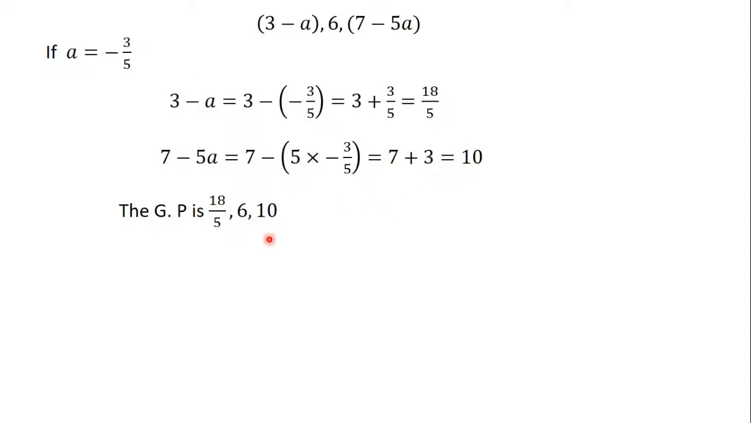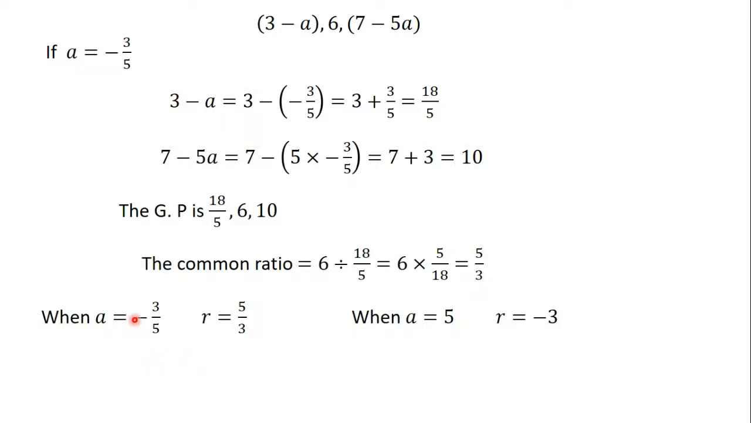Now, if this is the GP, then the common ratio will be equal to the second term, which is 6, divided by the first term, which is 18 divided by 5. From fractions, we know that this will give us 6 times 5 divided by 18. 6 times 5 divided by 18 will give us 5 divided by 3. So we can see that when a is equal to minus 3 divided by 5, r is equal to 5 divided by 3. And when a is equal to 5, r is equal to minus 3.